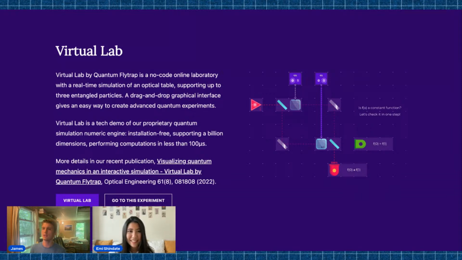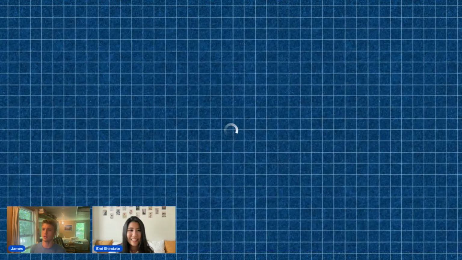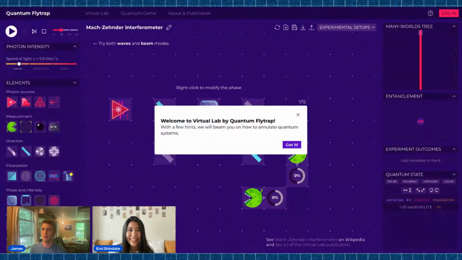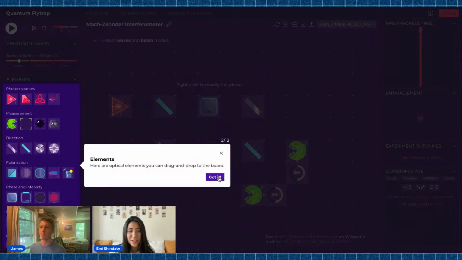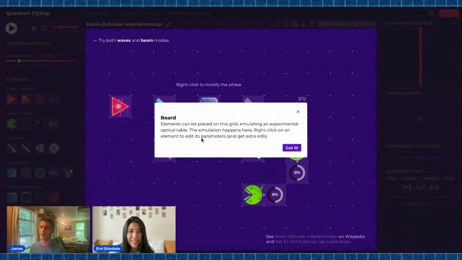Okay. So I'm still even on the intro screen and you're already in the... No, I think I clicked something and it just got me to the Mach-Zehnder interferometer. Oh, cool. So you are light years ahead of me now. This is cool. So with a few hints, we will beam you on how to simulate quantum systems. Okay. Here are optical elements you can drag and drop on the board.